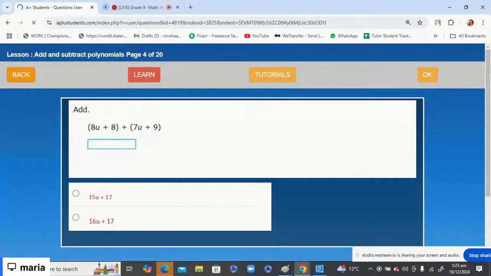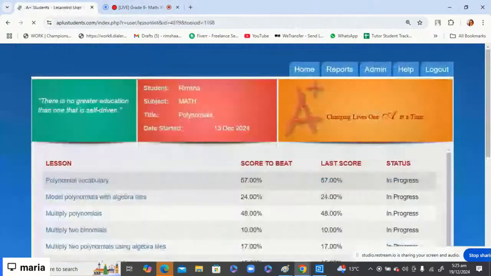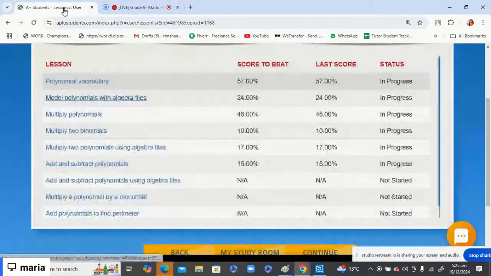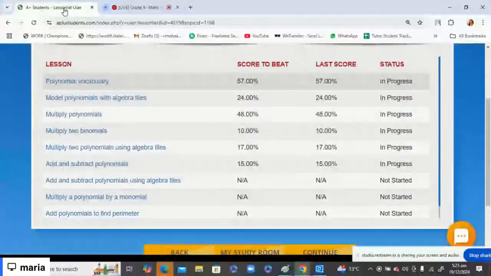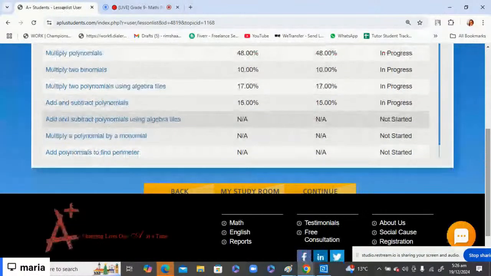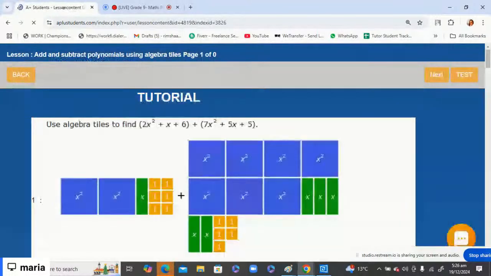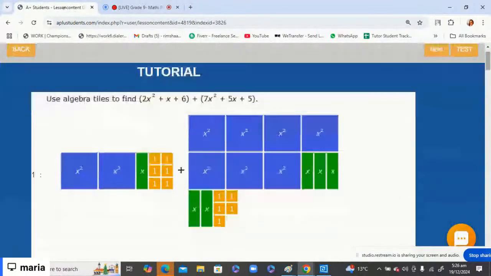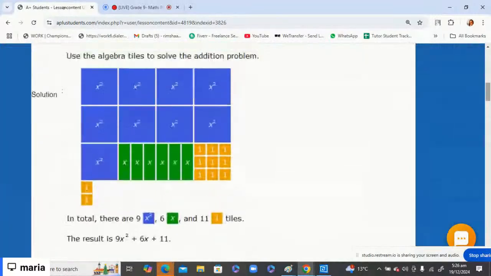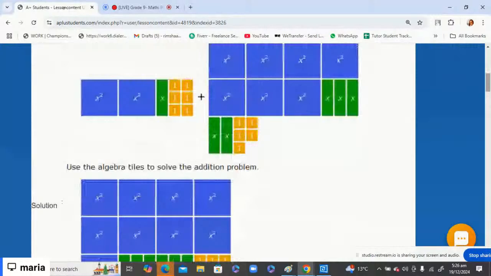So let's start the next lesson. Add and subtract the polynomials using the algebra tiles. Okay. So look at here. These are the algebra tiles. So you are going to add and subtract by using this way. Okay.